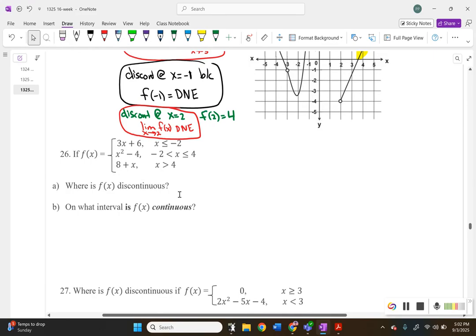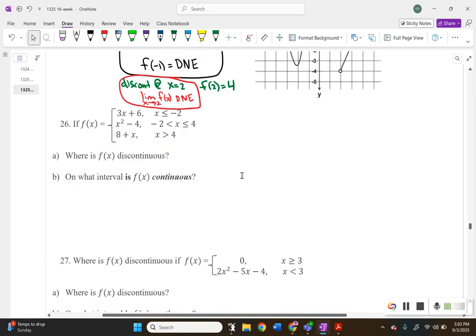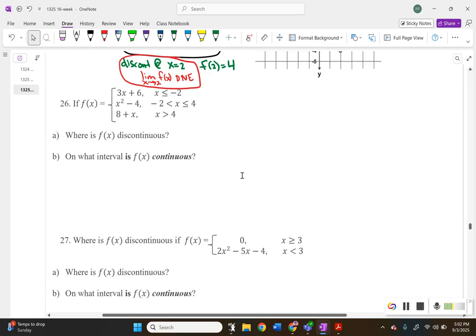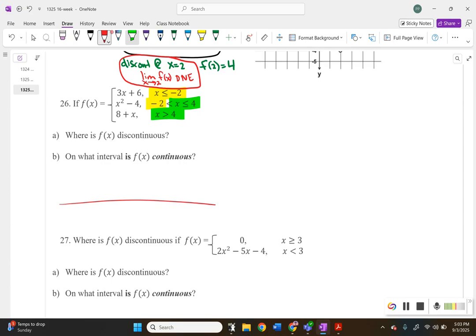26 says we have a piecewise function and we want to find where it is discontinuous and also where it is continuous. And we'll do that at the same time here. So the places where it might be discontinuous are where it's being pieced together over here. We have -2 and we have 4. And those are the values we actually want to check on. So we want to see if it's connecting at -2 or connecting at 4. Otherwise, we're just going to assume that it's continuous everywhere from -infinity to +infinity, which has an infinite number of values. There's only 2 we're checking.